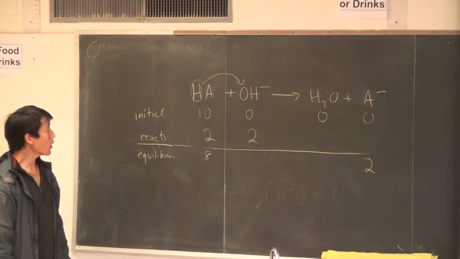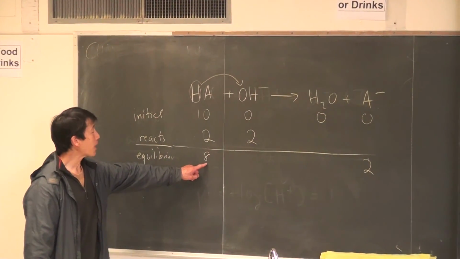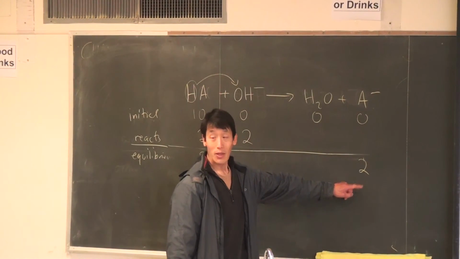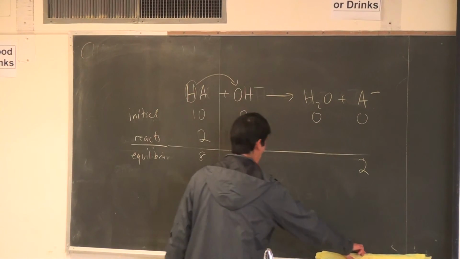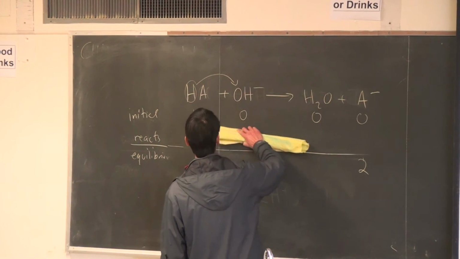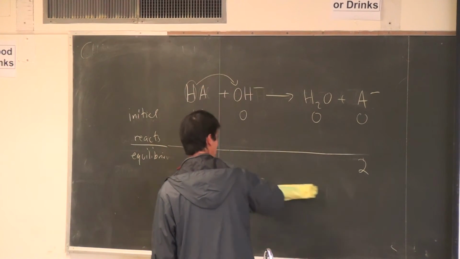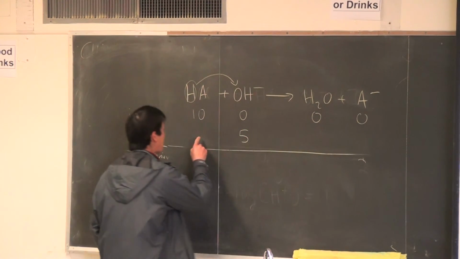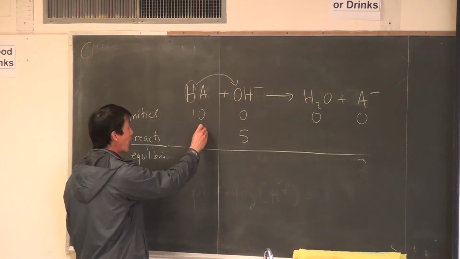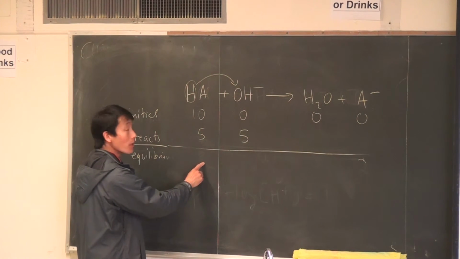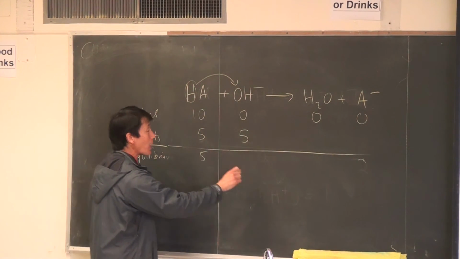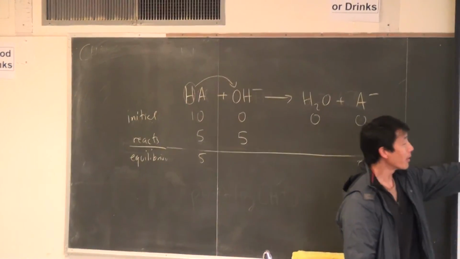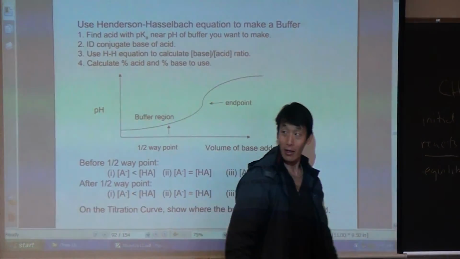So note that what we're looking at is the amount of HA compared to A minus. When we get to the halfway point, how much OH minus do we need to add? We need 5 of these. How much HA is going to react? 5. How much H2O? 5. And how much A minus? 5. So now we're at the halfway point. Okay, you're seeing the pattern here?